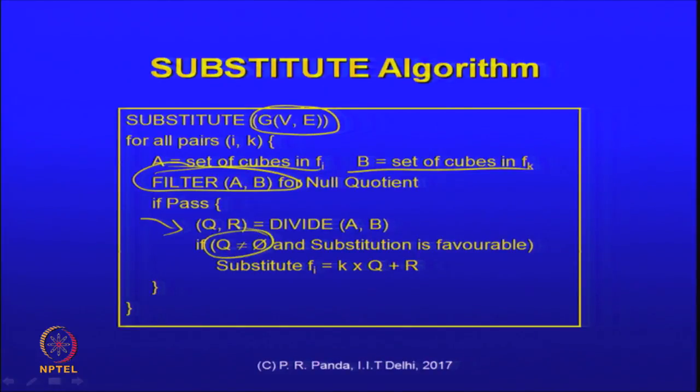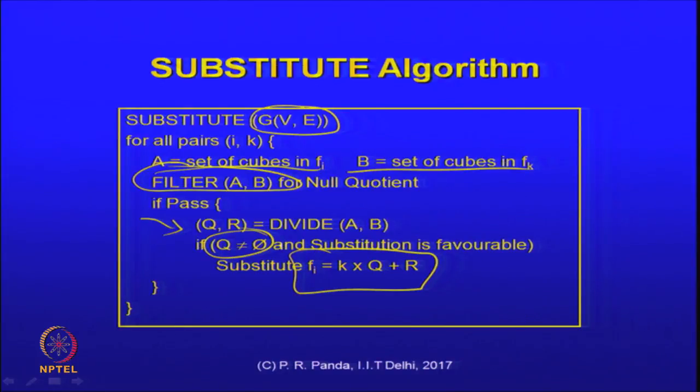Okay, so if you have a non-null quotient and that substitution is actually favorable, that favorable is left ambiguous there. In the general case, you could quantify it in some way, in the sense that some other parameters could influence whether you would go ahead with it or not. Then you can substitute Fi by whatever is the function for K, and so you have a quotient and the remainder.